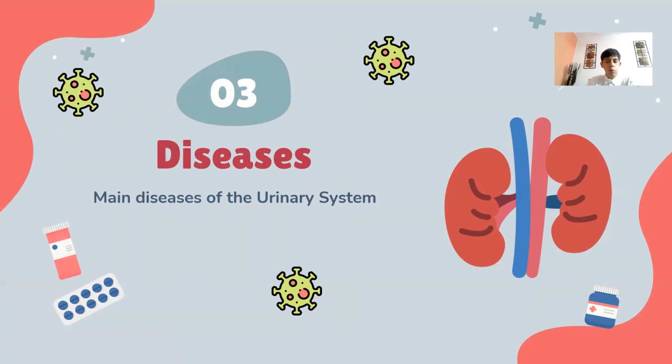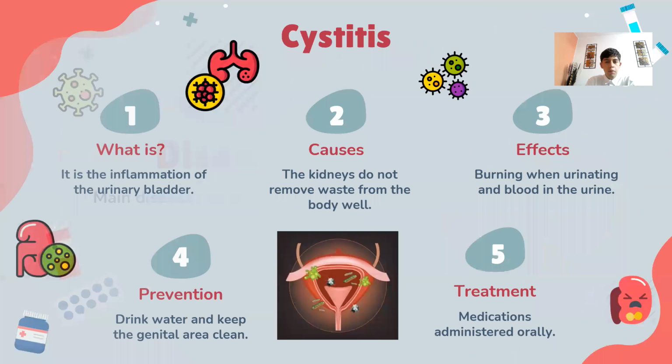Well, we're going to talk about some diseases. We have cystitis. This is the inflammation of the urinary bladder. Causes: the kidneys don't remove waste from the body well. Effects are burning when urinating and blood in the urine. Prevention: drink water and keep the genital area clean. And the treatment is medications administered orally.